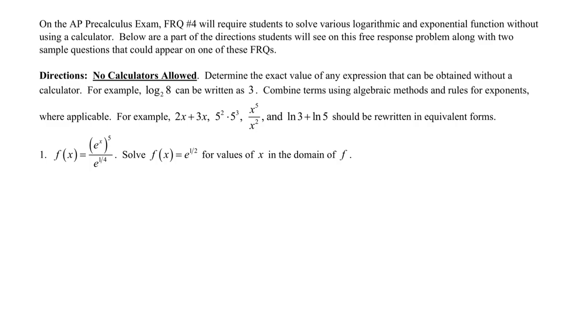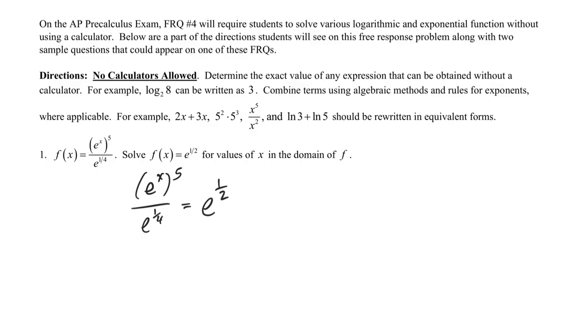All right, so part 1 here. We have f of x equals e to the x raised to the 5th divided by e to the 4th. We want to solve for f of x equaling e to the 1/2 for all values in the domain. So let's go ahead and write it out first. I'm going to rewrite f of x in this form, over e to the 4th equals e to the 1/2. And now we need to solve for x.